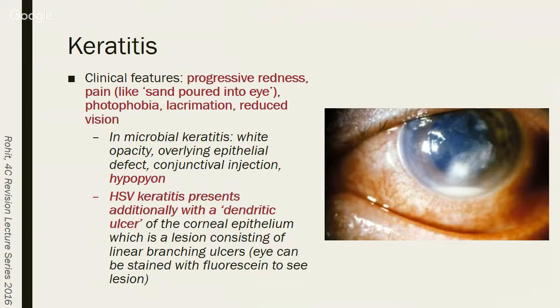The HSV keratitis presented with the dendritic ulcer, that's worth knowing. The other thing worth knowing is this little layer here, called a hypopyon. This is pus in the anterior chamber of the eye, and that's also specific for keratitis and some sort of anterior problem.